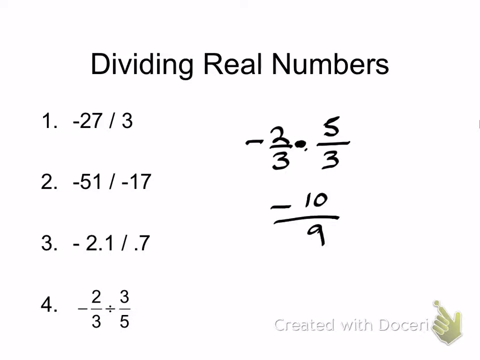Leave it improper. Don't do extra work. Get used to working with reduced improper fractions. A non-reduced improper would be this. 2 goes into that 4 times. This is a reduced improper. We like reduced impropers in algebra. Okay.